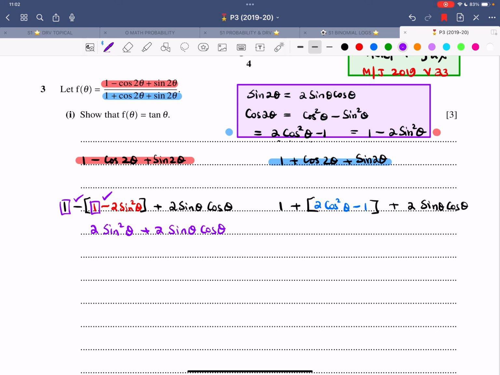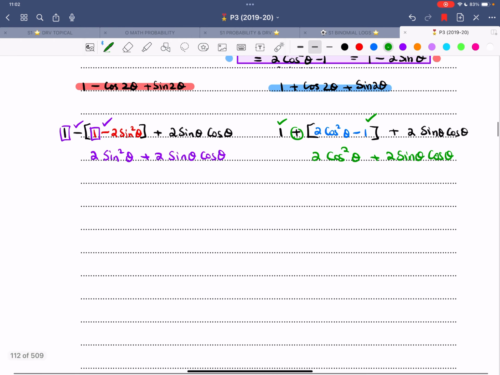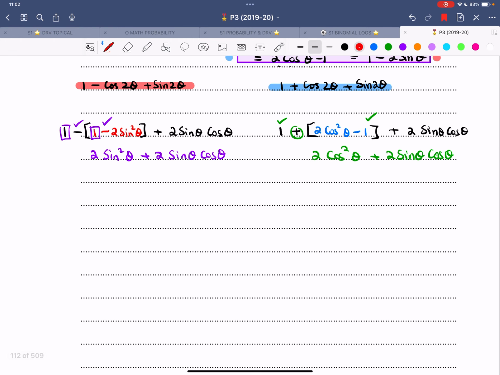Over here, what is going to happen is that this one and this one will cancel out. Plus sign is already there. This is 2 cos square theta plus 2 sine theta cosine theta. Now, is there anything that you can take common? Of course you can. So let me take common 2 sine theta. I'm left with sine theta on the inside, plus cosine theta. Similarly, over here, I'll take 2 cos theta common out. I'm left with cos theta plus sine theta.